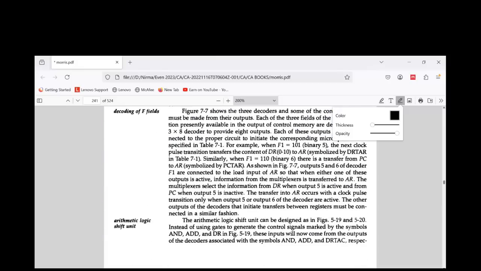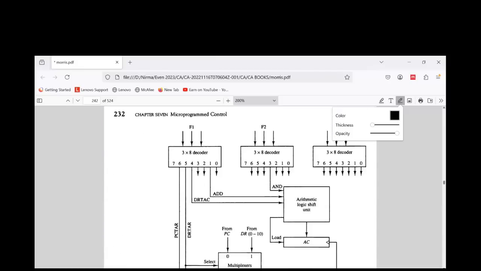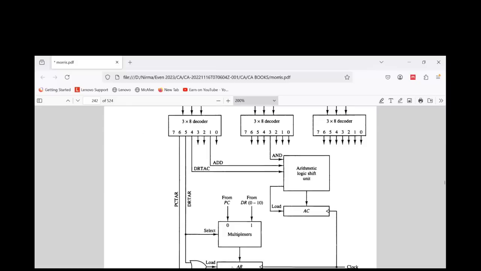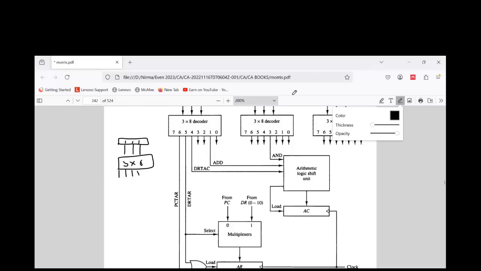Now look at this figure. Here we are doing the same thing. Suppose I want to design the control logic for AR. First of all, see what we did. Do you remember the control organization of hardware circuit that we studied? I had a 3-bit opcode. We provided these 3 bits to a 3 cross 8 decoder, and it generated D0 to D7 for us.